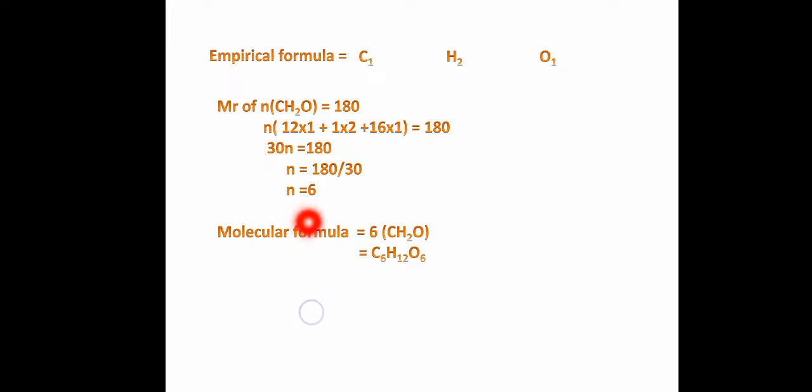When you are done, then you are going to say, okay, if your n is equal to 6, then you are going to multiply your empirical formula by 6, and you would get C6H12O6. If you want to know if you got this correct, if you simplify the molecular formula, it should bring you back to the empirical formula.